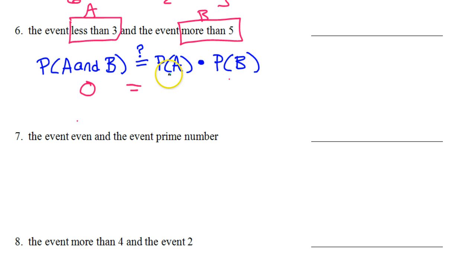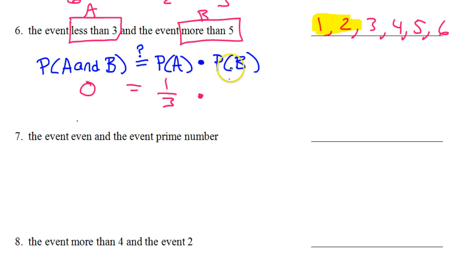Now, the probability of A, the probability of being less than 3. Remember, a number cube goes 1, 2, 3, 4, 5, 6. So as far as being less than 3, there are two of those numbers, 1 and 2. So the probability there is going to be 2 out of 6, and of course, 2 out of 6 reduces to 1/3. So that first probability is 1/3.